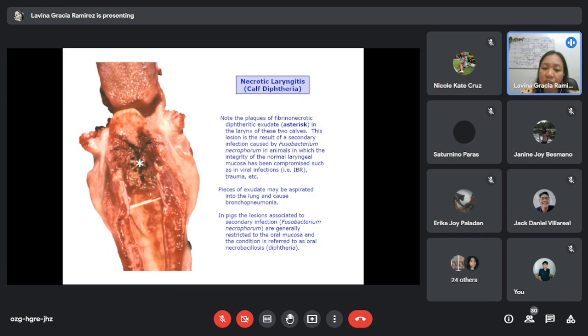So in pigs, the lesion associated to secondary infections is restricted, okay, to the oral mucosa.